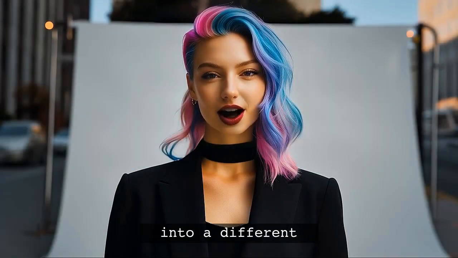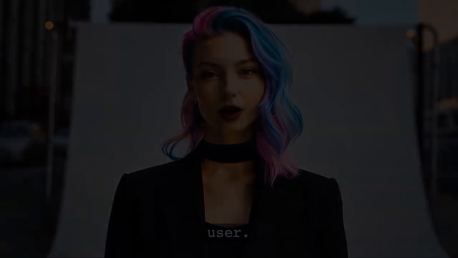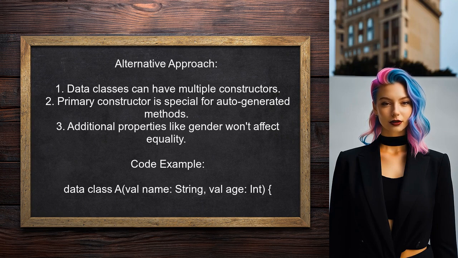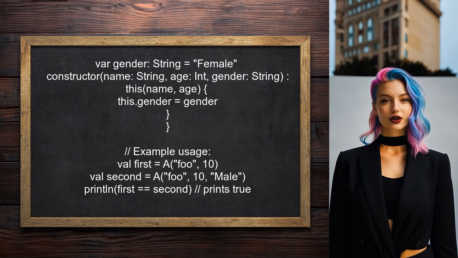Now, let's dive into a different answer from another user. Yes, Kotlin data classes can have multiple constructors. However, the primary constructor is special because the compiler automatically generates methods like equals, hashCode, and copy based on it. For example, if you add a gender property outside the primary constructor, it won't affect these generated methods. This means two instances with the same name and age but different genders will be considered equal.